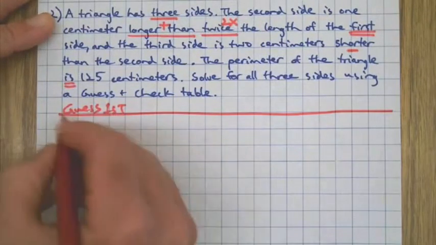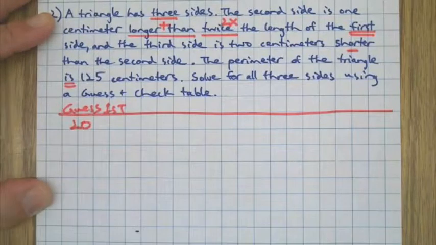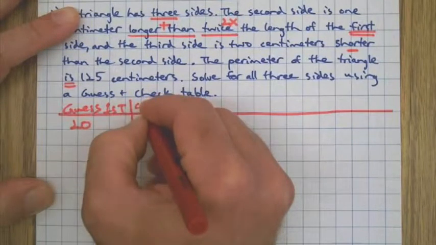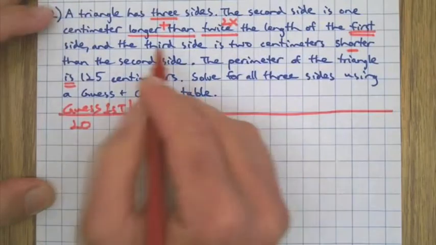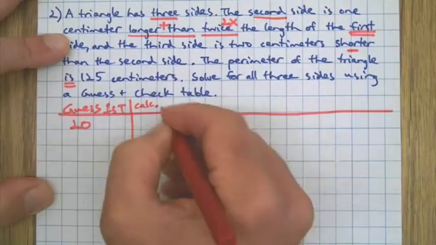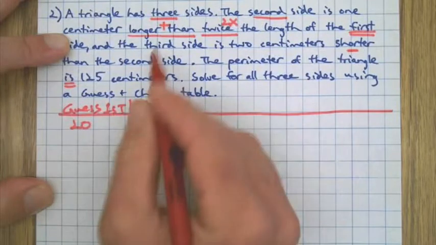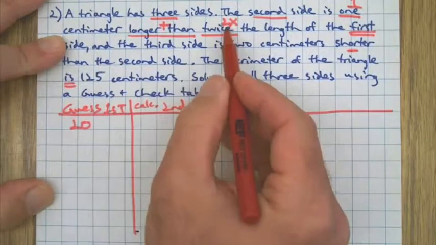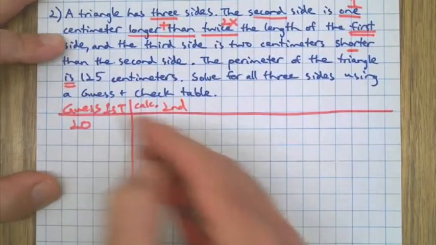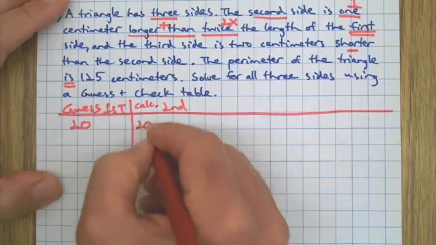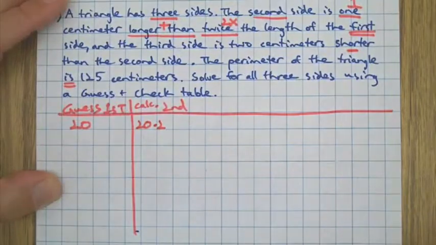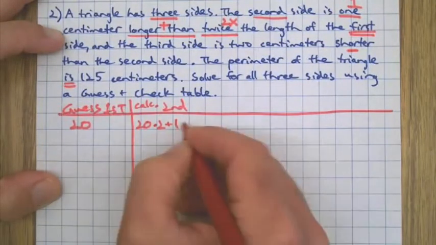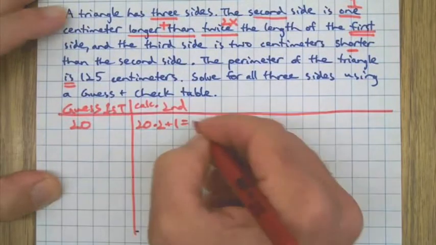I'm going to guess 20 because it's a nice easy number to do some math with. Calculate the second side. It is 1 plus 2 times this. Okay? So we're going to go twice the first side plus 1, which is 41.